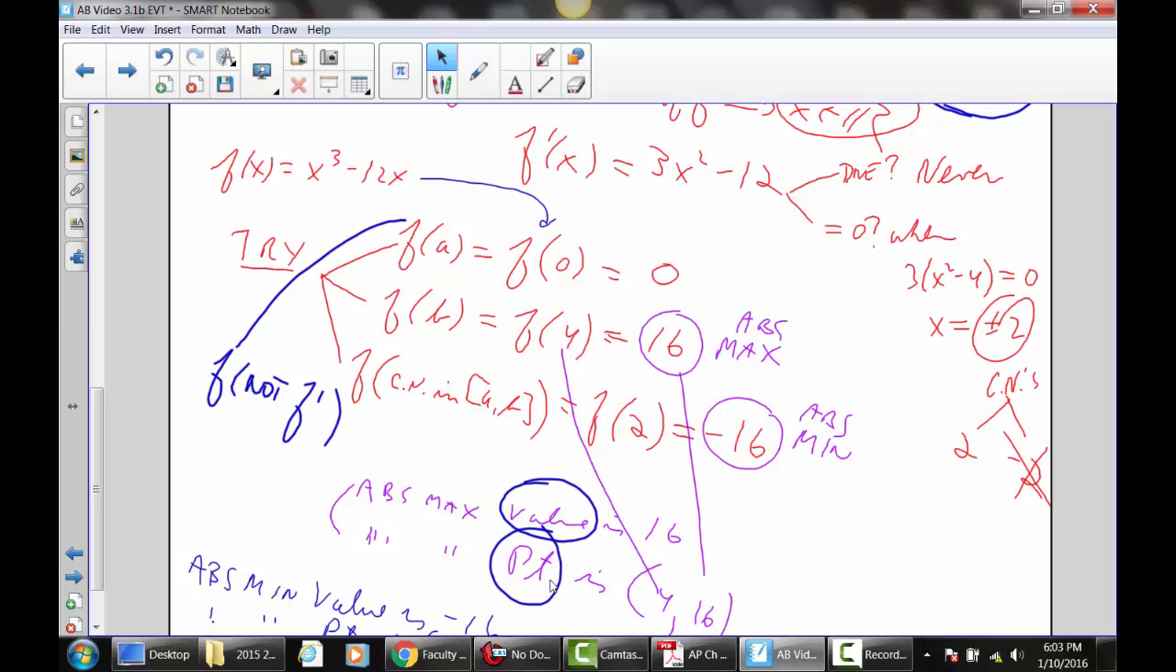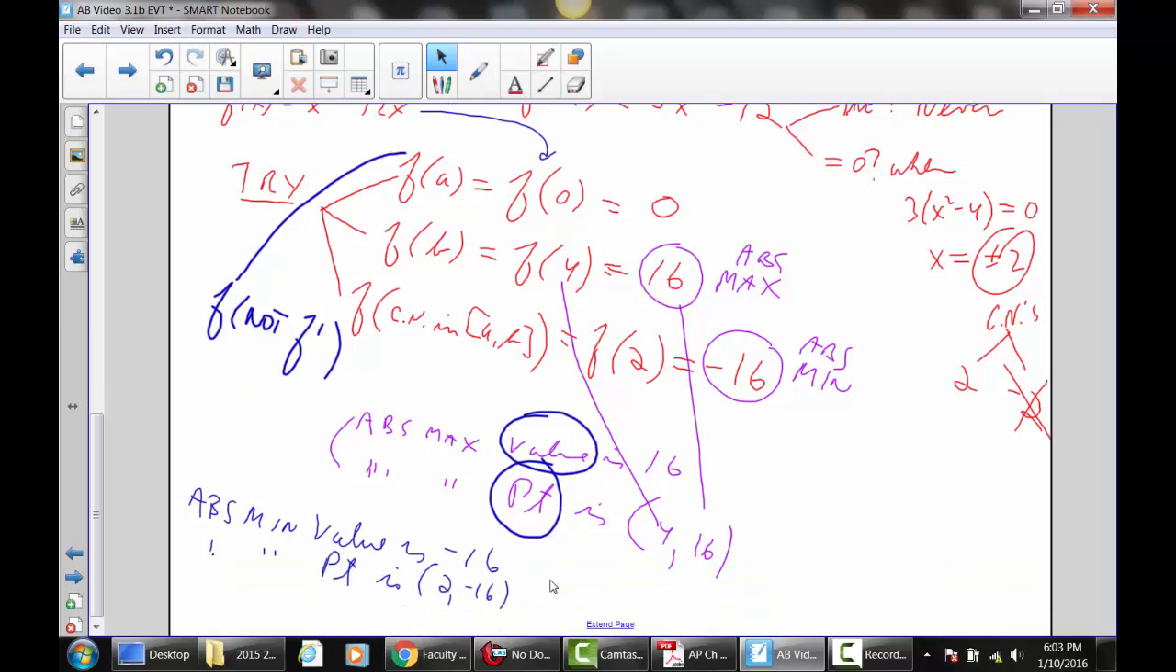They could ask you for the points, the absolute maximum point and absolute minimum point. That would require you to write the x-coordinate and the y-coordinate. Okay? All right.